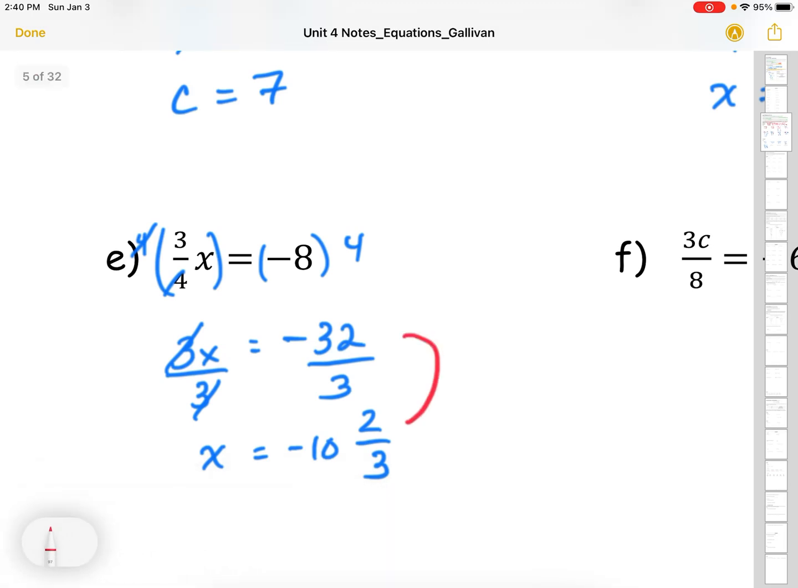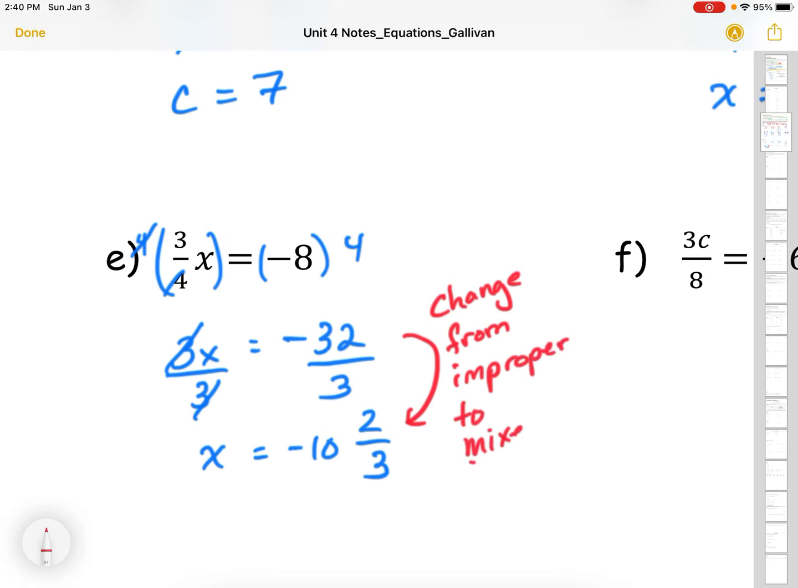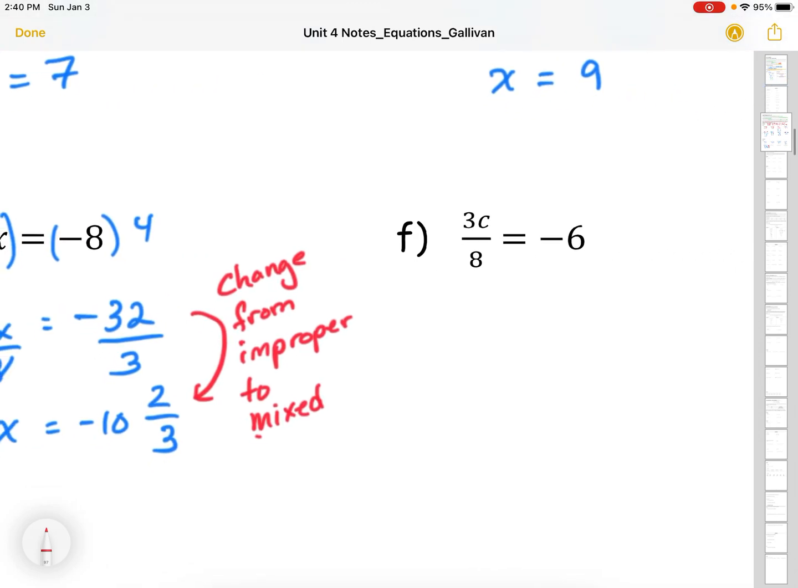So basically all I'm doing is changing from improper to mixed. We prefer mixed to improper.